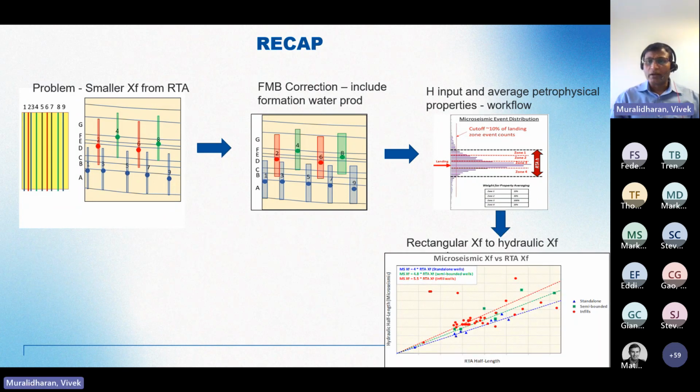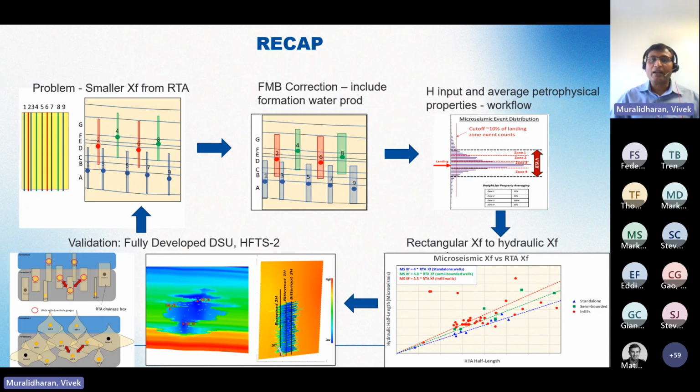The workflow that we did was to use the microseismic wells as a guide for doing RTA on those wells, and we empirically observed what correlation you need to get the RTA XF to reasonably represent your microseismic hydraulic half-length, because that's where the interference comes into the picture. With that, we were able to validate with a lot of pressure gauges as well, and the case studies gave us a much better understanding of how these wells interact in both the horizontal and vertical space.